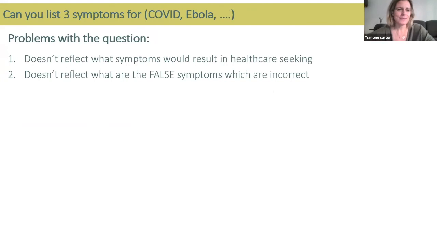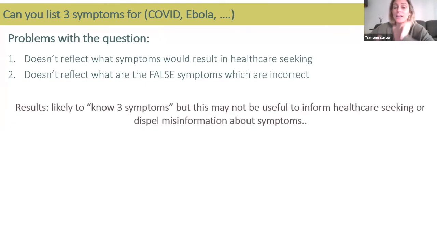So another one is, we ask, can you list 3 symptoms? So we're really big on this, like, okay, can they list information, right? But it doesn't reflect what symptoms will result in healthcare seeking. And for some diseases, we want people to seek care, and for other diseases, we want people to stay home, right? We want to understand those nuances. But it also doesn't reflect false symptoms, which could be incorrect. So the result was likely that 90% of the population can list 3 symptoms, but this isn't useful in decision making. It doesn't mean that we know what instigates healthcare seeking or how to dispel misinformation about the wrong symptoms.